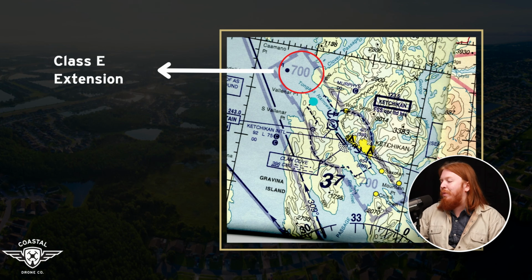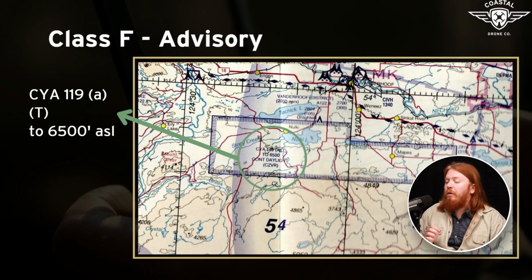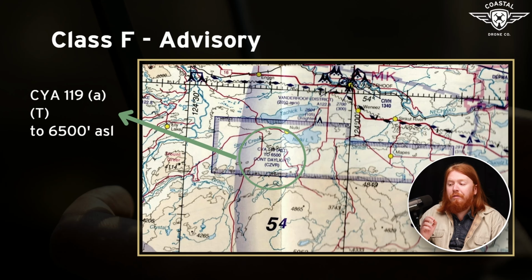Why is this important? Well, if you were maybe taking off from the mountain peak here, that's at 2,070 feet, well, that's above 700 feet above sea level, which means that you're now in the Class E extension. You're actually now flying in controlled airspace at the surface there, and you would need to request permission from NAV DRONE.